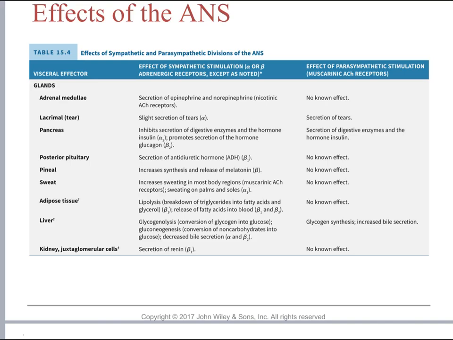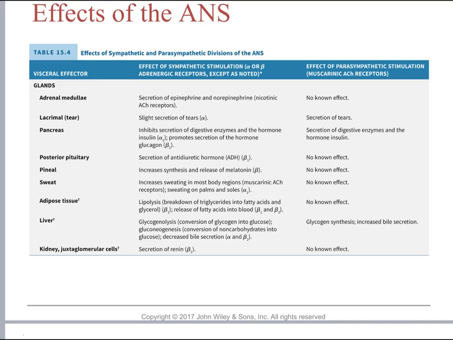Table 15.4 goes through the effects of the sympathetic and parasympathetic divisions of the autonomic nervous system, so what each has on specific organs, like the glands, adrenal medulla, the lacrimal glands, the pancreas, posterior pituitary, pineal glands, sweat glands, adipose tissue, liver, kidneys, and juxtaglomerular cells within those kidneys.